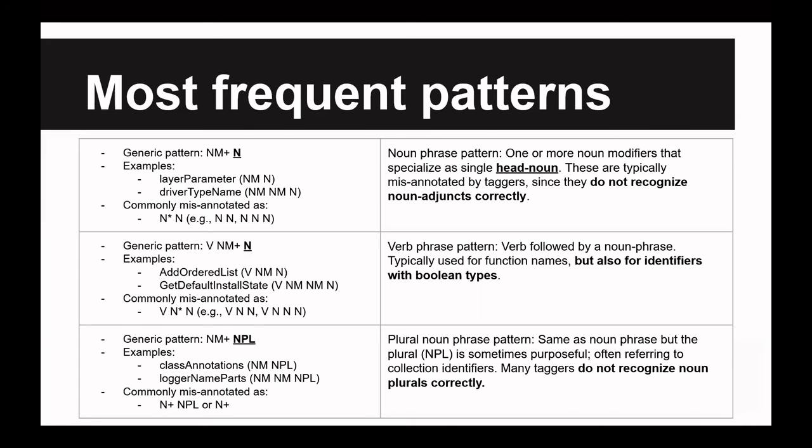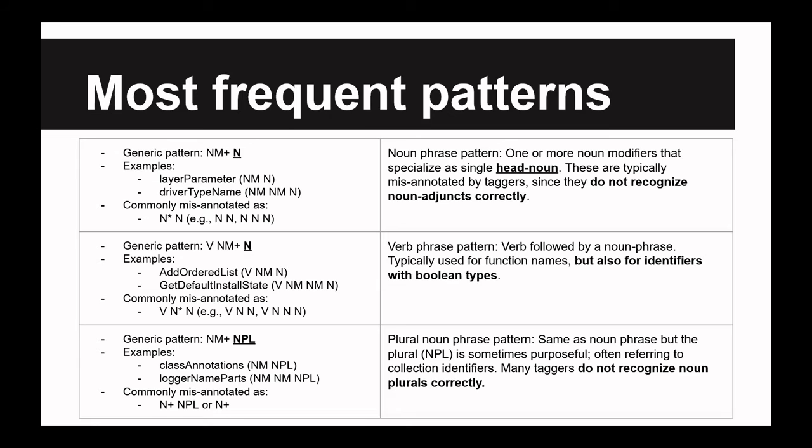The first pattern is a noun phrase pattern. This is 1 or more noun modifiers that specialize the meaning of a head noun. The head noun of a phrase is typically the rightmost noun in the identifier and is representative of the in-memory entity that the identifier refers to. Some examples of this are given on the left: layer parameter, and driver type name. In these examples, the words layer, driver, and type are used to help us understand the head nouns, parameter, and name.